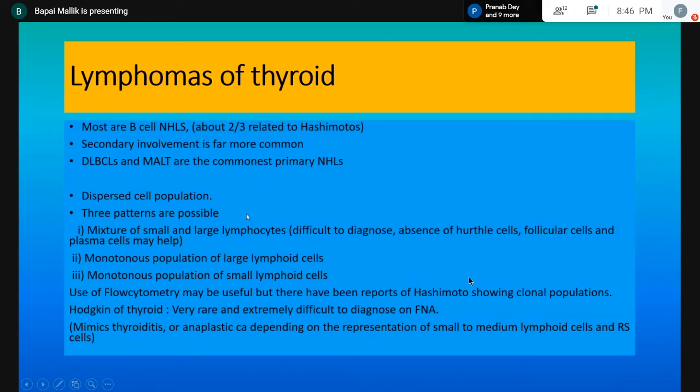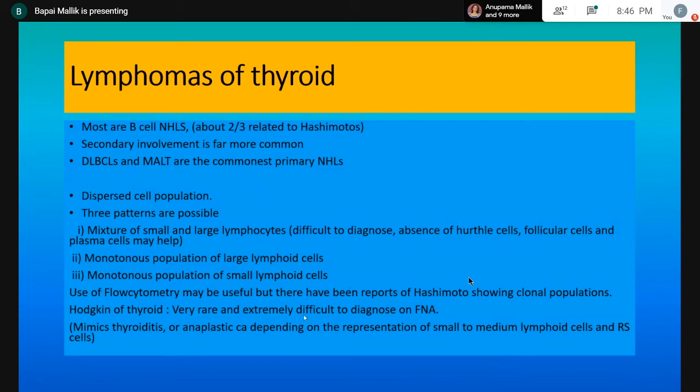There are three patterns which are possible. You can find a mixture of small and large lymphocytes. You can have a monotonous population of large lymphoid cells, and you can have a monotonous population of small lymphoid cells. If you have a monotonous population of large lymphoid cells, this is possibly the easiest to diagnose. If not, you can use flow cytometry, which is very useful. But the important thing is that there have been reports of Hashimoto's thyroiditis showing clonal populations. So please be careful, that is a pitfall.